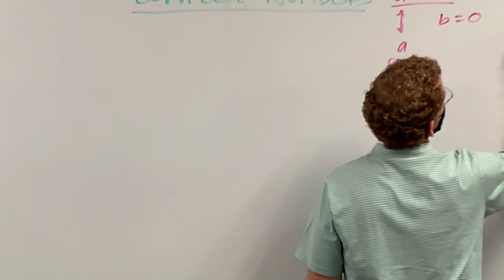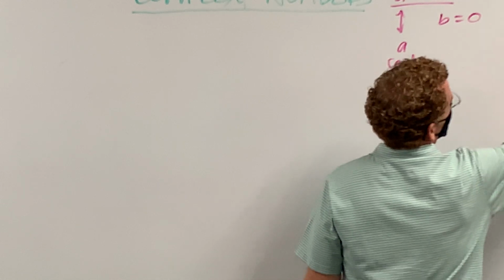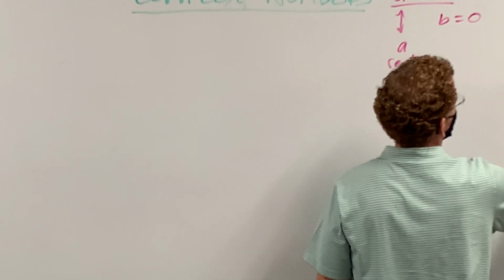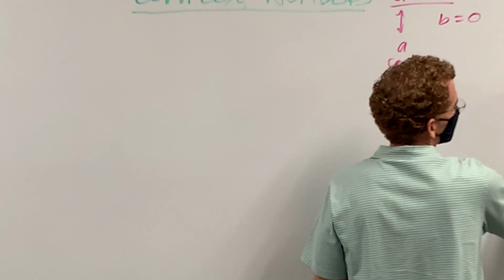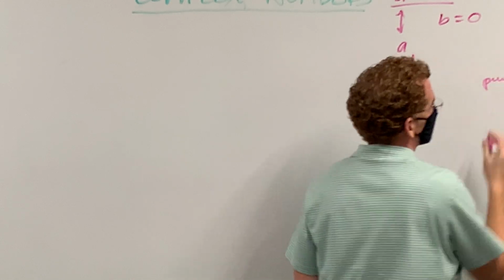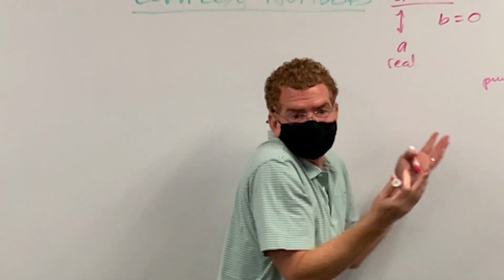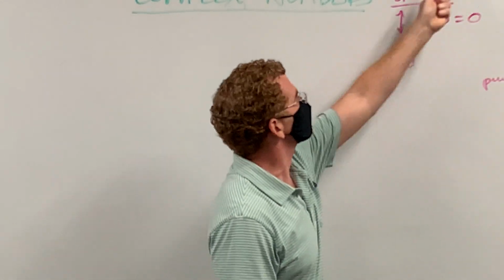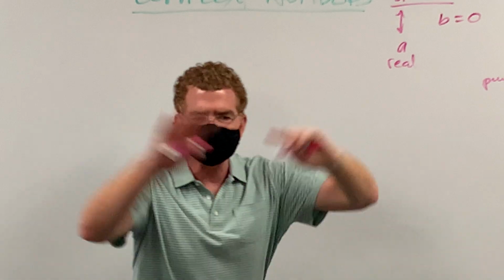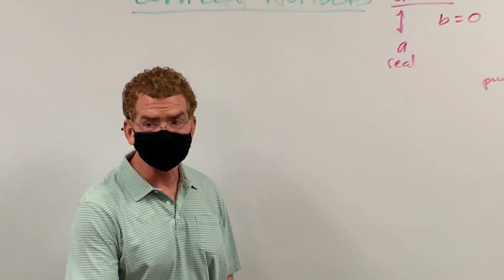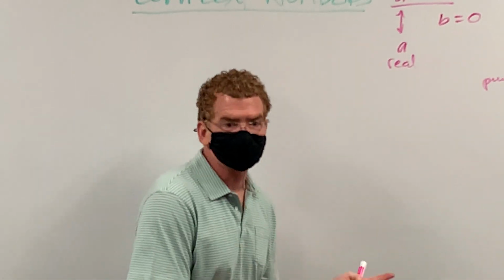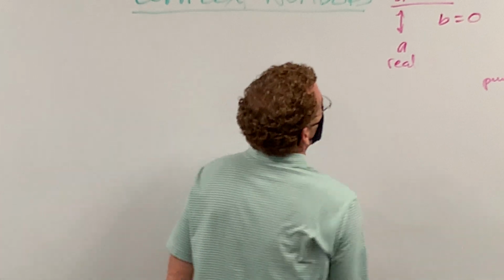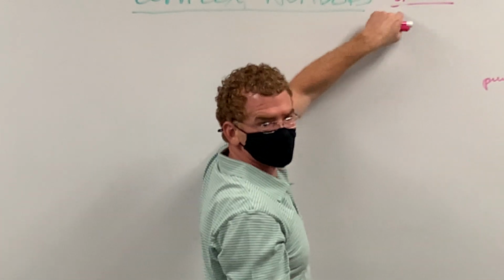What if a is 0? If a is 0, then you end up with a pure imaginary, right? And we're going to talk about all this breakdown. And then if neither of them are 0, I have an imaginary. So it includes reals, pure imaginaries, regular imaginaries, every number on the planet. And remember, real numbers include rationals, irrationals, everything. So when I say that, don't confuse that with imaginary.